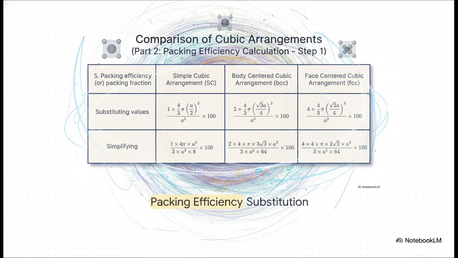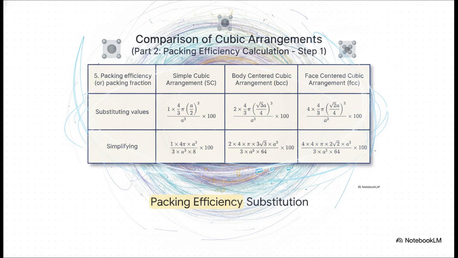Row 5, Packing Efficiency or Packing Fraction. Substituting values. For simple cubic, 1 multiplied by 4/3 pi times A over 2 cubed, all divided by A cubed times 100. For body-centered cubic, 2 multiplied by 4/3 pi times √3 times A over 4 cubed, all divided by A cubed times 100. For face-centered cubic, 4 multiplied by 4/3 pi times √2 times A over 4 cubed, all divided by A cubed times 100.